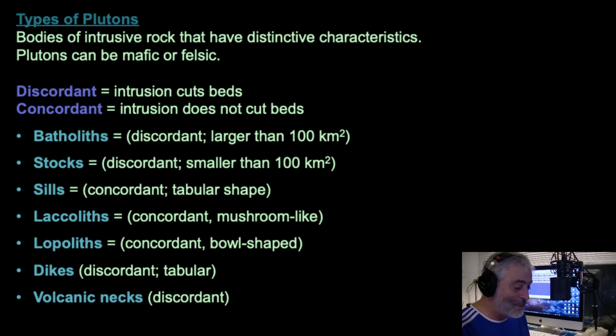A sill is the next on the list, and a sill is one of these concordant features that pushes out and pushes into and in between strata. And so a sill is kind of table-shaped or flat, in other words. It will actually raise the beds up or push the beds down below, and it intrudes laterally into rocks. And so that's what a sill is. And so I'll show you some examples of that.